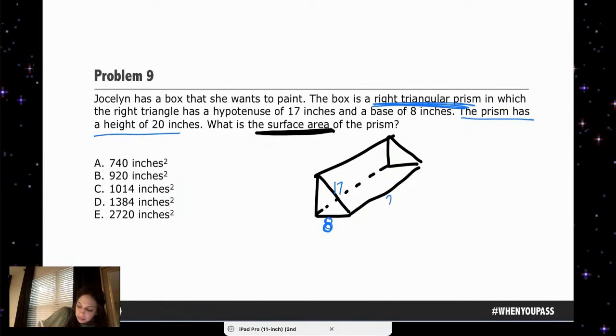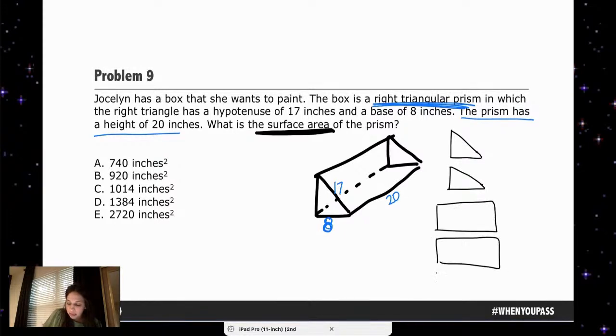So this is 20. Now, when I think of surface area, I'm thinking of the area of all the flat shapes in this shape. So I've got 2 identical, congruent triangles. And then I have 3 rectangles that I need to add. All of the rectangles have the same length.